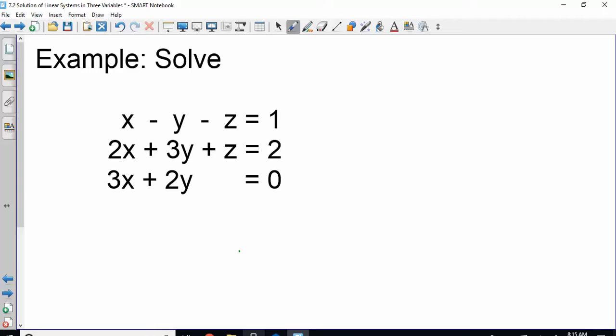Okay, if I'm looking at this and trying to pick out what variable to eliminate, do you see something that would save us some time? Z. The last equation doesn't have a z. So if you ever have that scenario, then eliminate that variable in the others. So I just need to take my first and second and eliminate z, which is pretty easy. I don't even have to multiply them by anything.